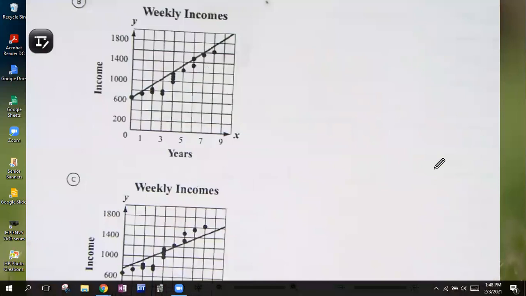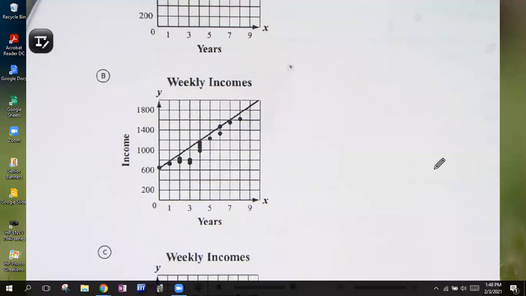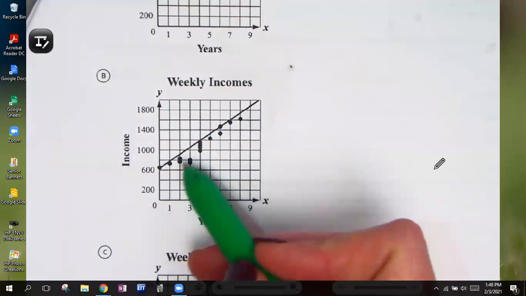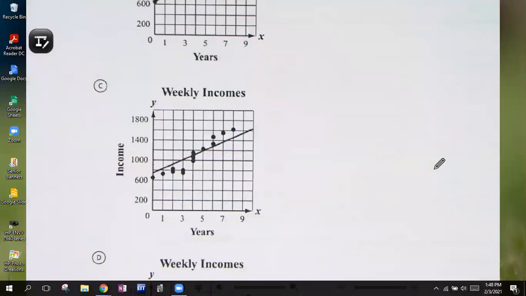Okay, what's wrong with B? Why is that one not it? It's not even. All the data is below the line, so that's not it. Well, C looks like it's going straight through the middle of the data. What's wrong with it?